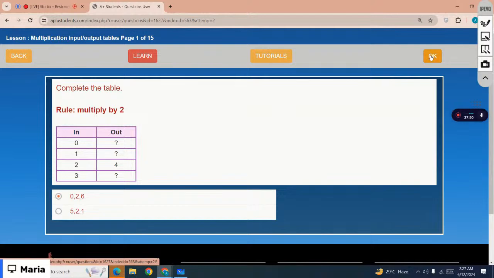Okay, the next one is 2 times 2 is 4, but 4 is already given. No, they didn't miss it. They are already 2 times 2 is 4. 4 is already given in the table. You have to just find the missing values.